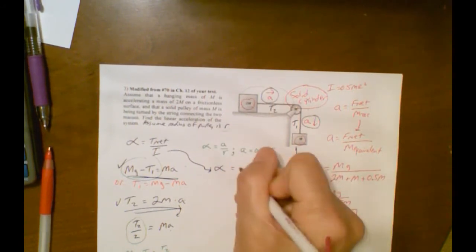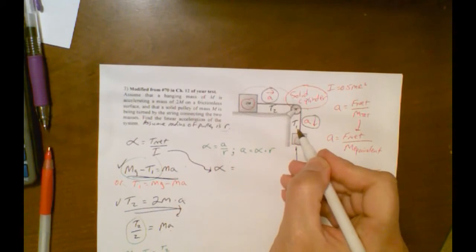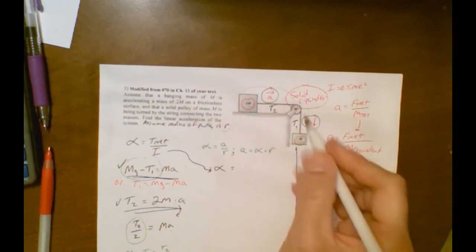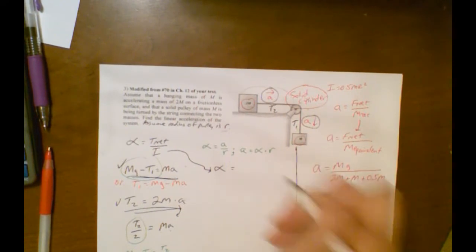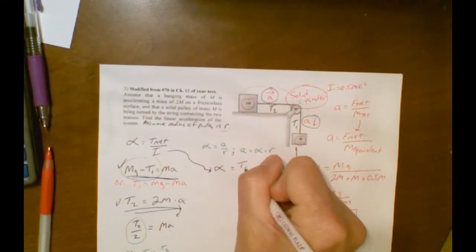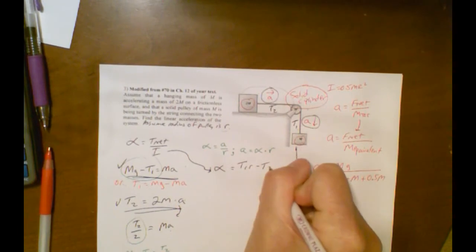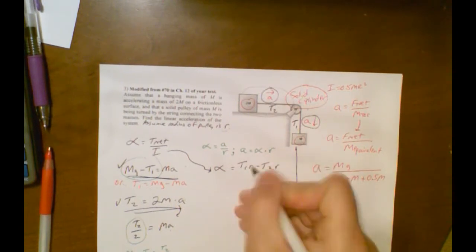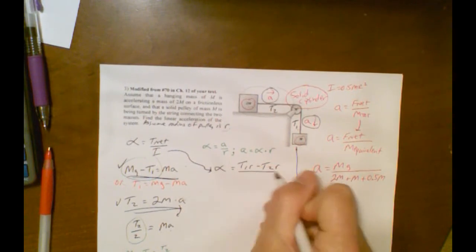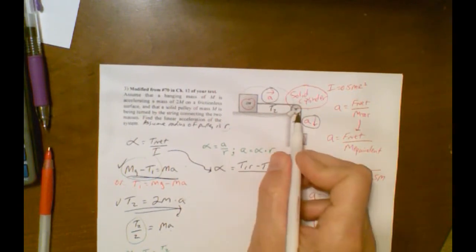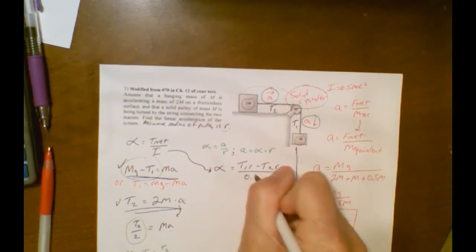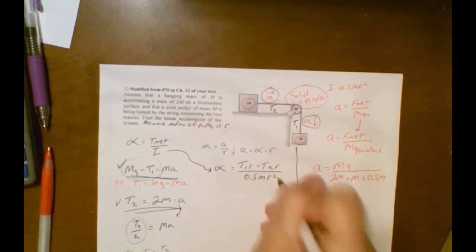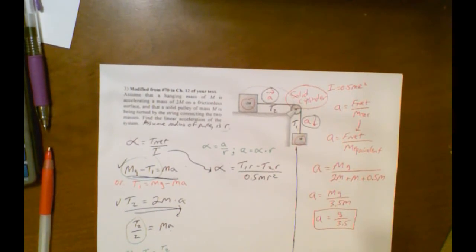So I'm going to say this torque is going to be greater than the torque up here pulling back because the acceleration is going to be to the right and down. So I'm going to say T1r minus T2r, and that's going to be over the moment of inertia, which for a solid cylinder is going to be 0.5 mr squared. Now that's looking a little bit annoying, right?